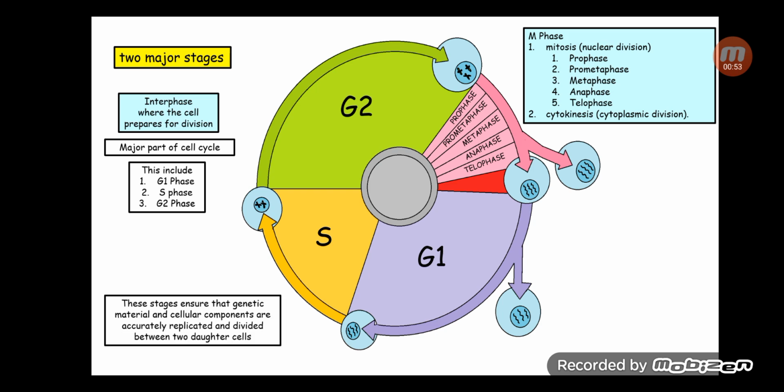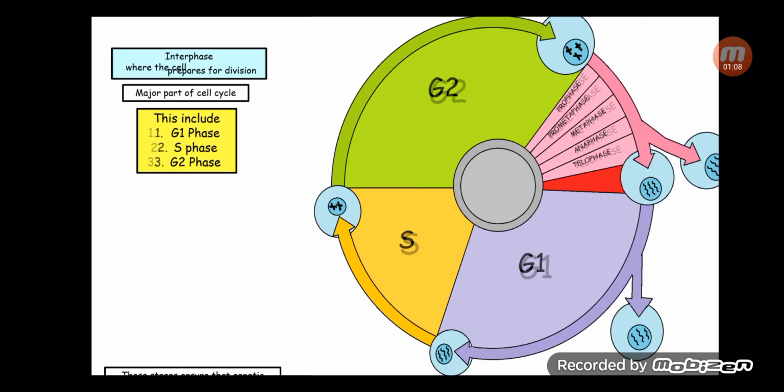These stages ensure the genetic material and cellular components are accurately replicated and divided between two daughter cells by having different checkpoints at the end of each stage. They are highly coordinated processes regulated by molecular signaling pathways.